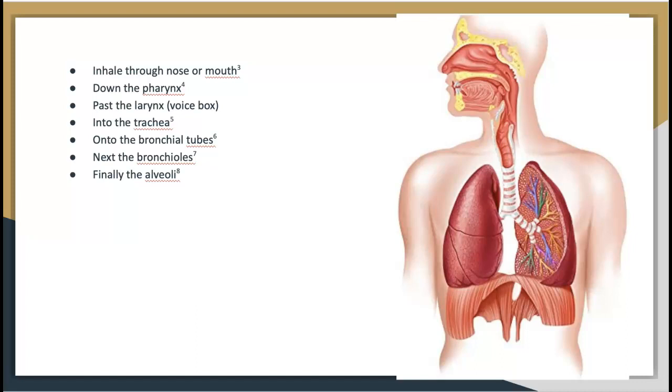A lobectomy is the removal of one of the 5 lobes that make up the lungs. A pneumonectomy is the removal of an entire lung. And finally, a transplantation is a replacement of both lungs with healthy donor lungs.